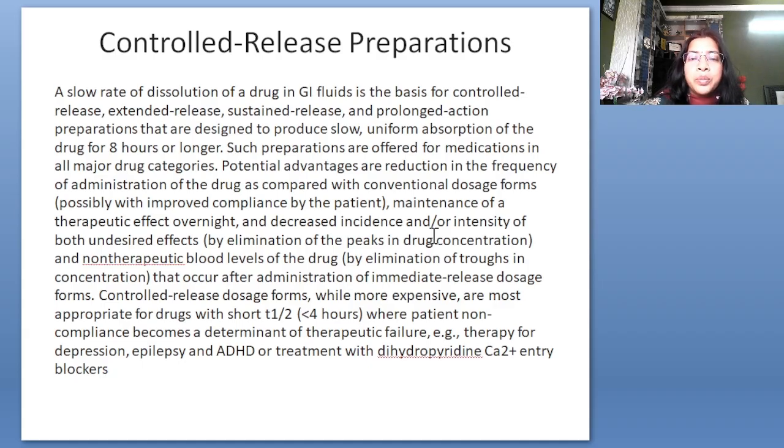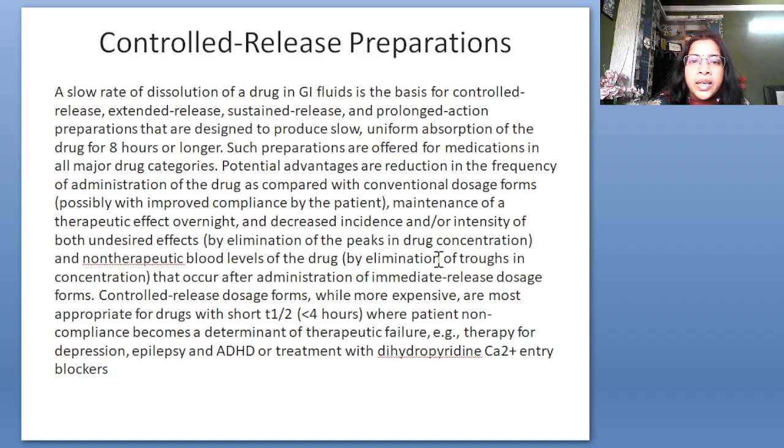Then controlled release preparations. As you know, a slow rate of dissolution of a drug in GI fluid is the basis for controlled release, extended release, sustained release, and prolonged release preparations. Why are they required? They provide uniform absorption of the drug for 8 hours or longer. Such preparations reduce the frequency of dosing. I mean, how many times the drug has to be taken, that frequency is reduced.